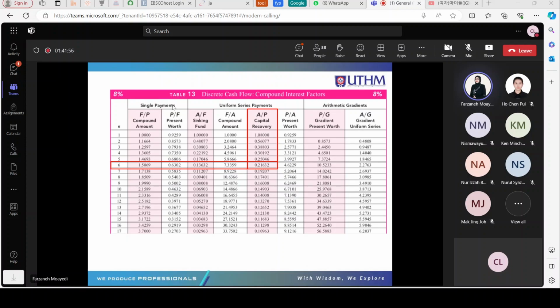But when there is more than one time, even if it's just 2 times or 3 times or 100 times, it doesn't really matter how many times, anything above 1 falls under the uniform series. And the important thing is that the amount is a fixed amount for the whole duration.